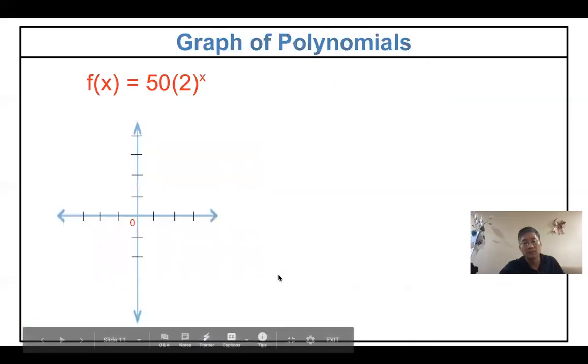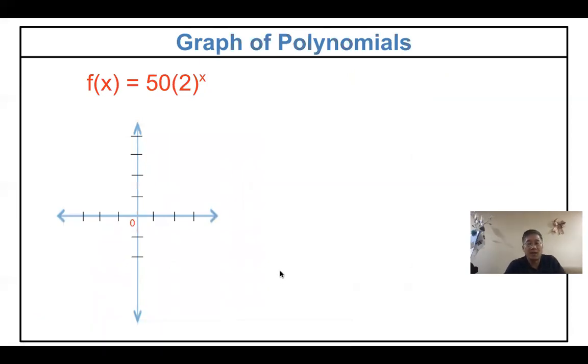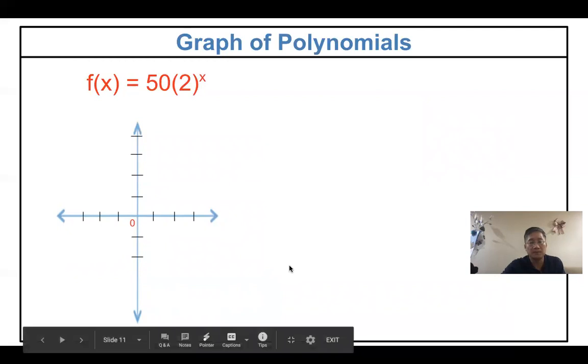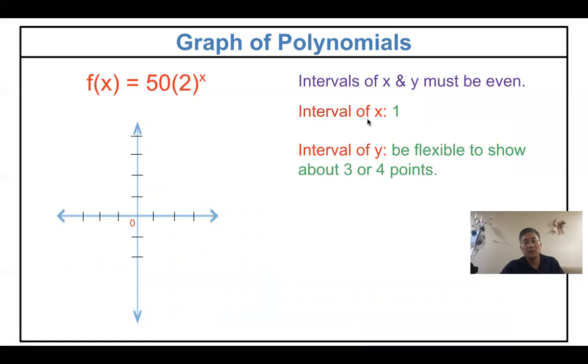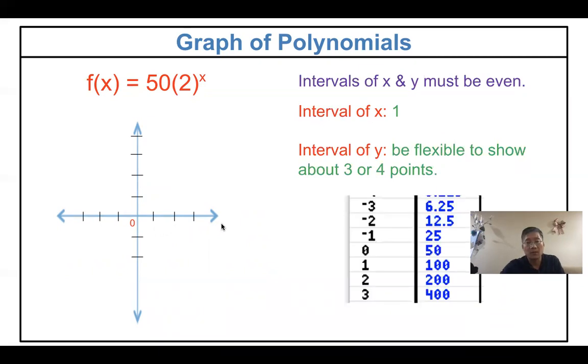So let's try with this function, f of x equal to 50 times 2 to the x power. One more time. Now, what should you do first? First, you should be careful. The most important thing when you draw the graph: intervals of x and y must be even. You put the interval evenly, okay? And the interval of x goes by 1. You understand, right? Go by 1. So this is the table.